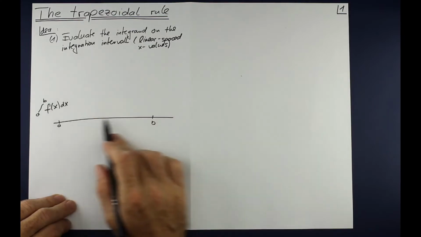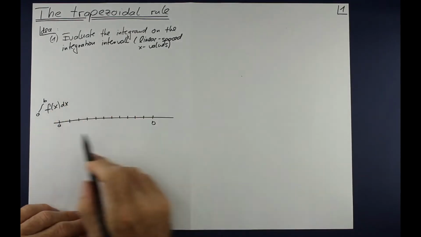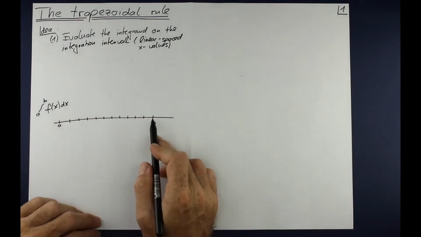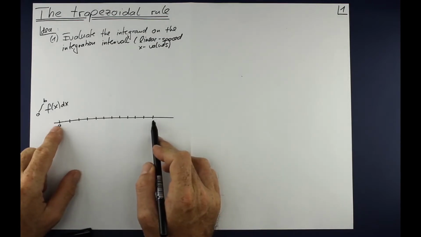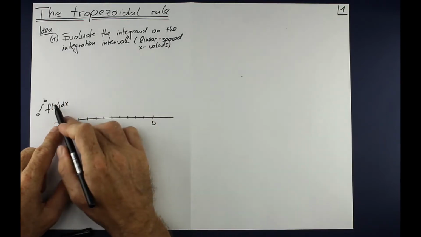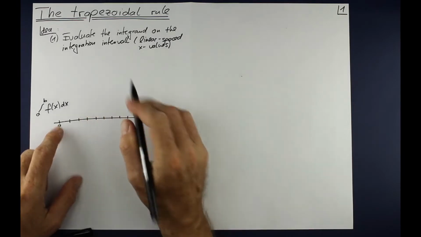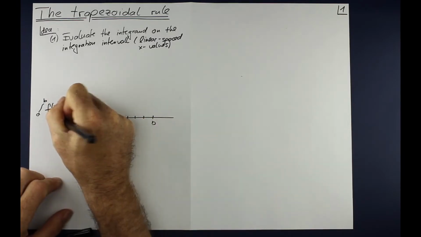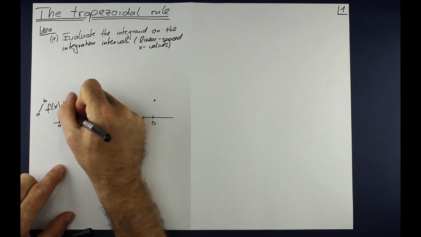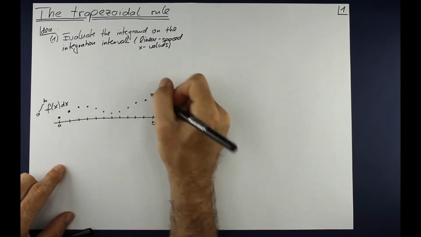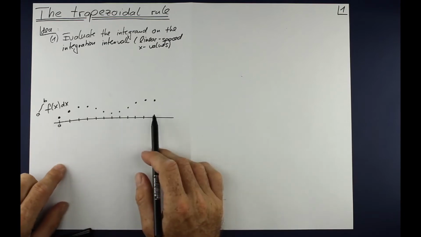Then we split this interval into some parts. Each interval has the same length. The first point is a, the last point is b. Then we evaluate the integrand, f of x, on the integration interval, and we get values. For example, this is the value f of a, this is the value f of b, and in between maybe like that. So we have function values.